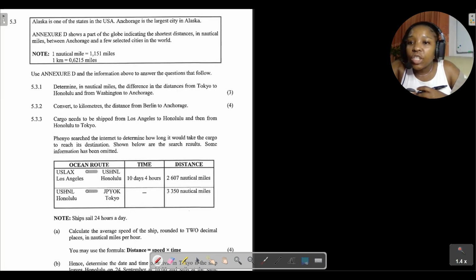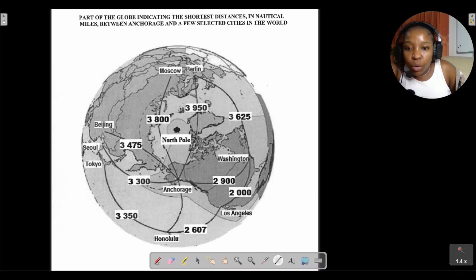So let's see. Question 5.3.1 says determine in nautical miles the difference in the distances from Tokyo to Honolulu and from Washington to Anchorage. So we want to first see what the distance is from Tokyo to Honolulu. This is Tokyo. Where's Honolulu? It's there. So what's the distance there? It's 3,350.